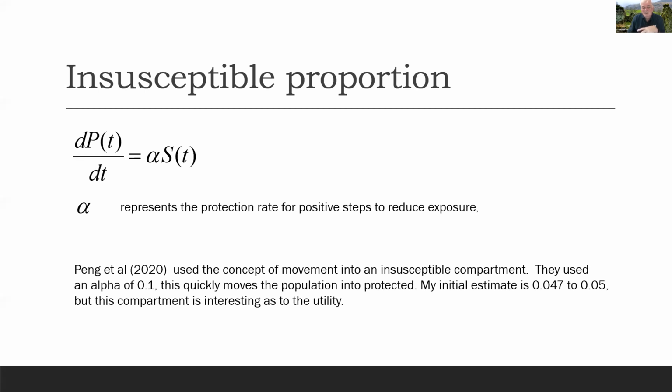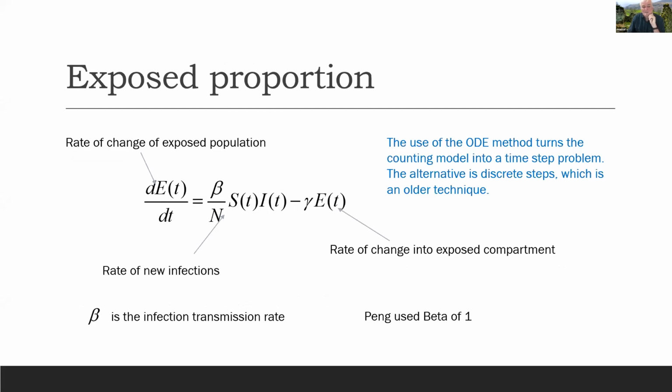Then I kept looking at the IHME model and the Oxford model and wondering, why are they so far away from the reality? Why are they amending it all the time? I mean, it wasn't that difficult with the Chinese to get a reasonable estimate. So here's the exposed population. The interesting one is the gamma. Peng used a beta of 1.